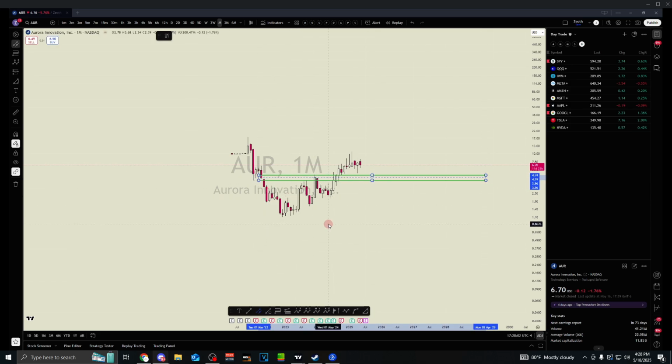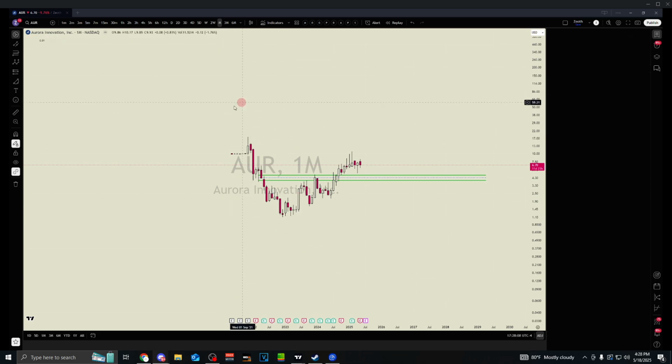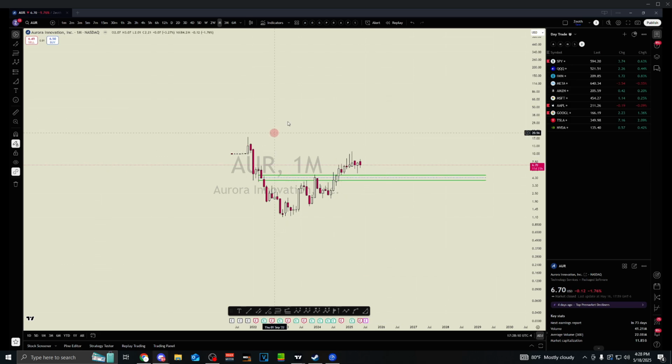You always start with the weekly charts when you're trying to look at swing setups. I start with monthly, and then come back to weekly and draw the conclusion on daily.